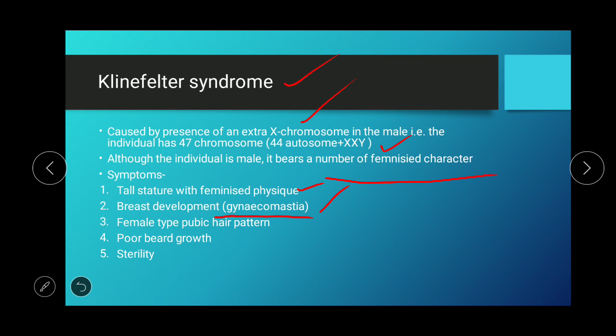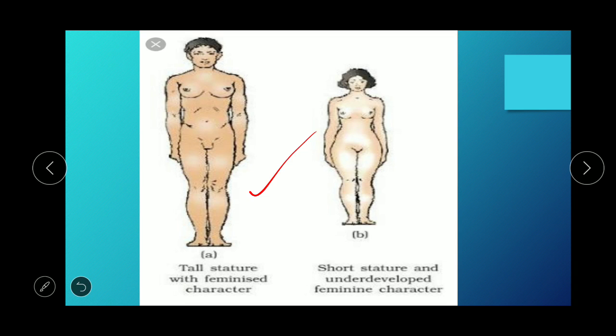Female type pubic hair pattern, that means the pubic hair pattern in the genital region will be similar to female. Poor beard growth will be there, that means the secondary sexual characters will be affected, and there will also be sterility, so the individual will be sterile. Here you can see a tall stature with feminized character, this is Klinefelter syndrome, and this is Turner syndrome, short stature and underdeveloped feminine character.